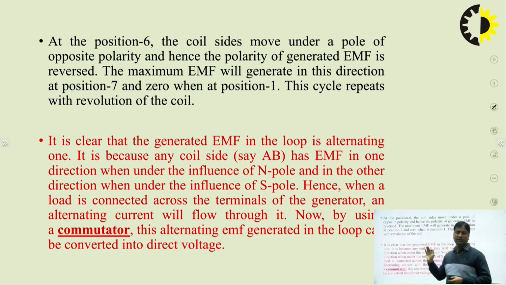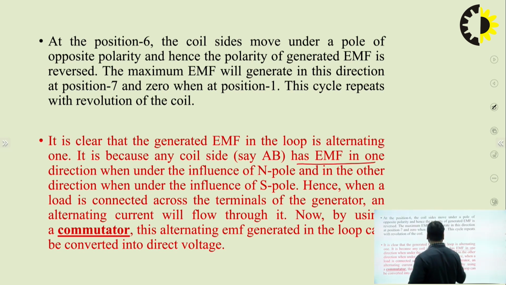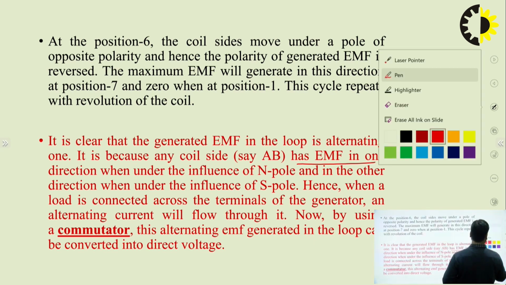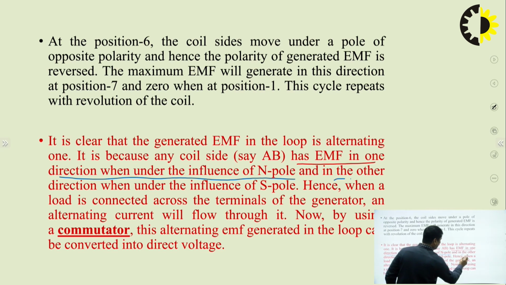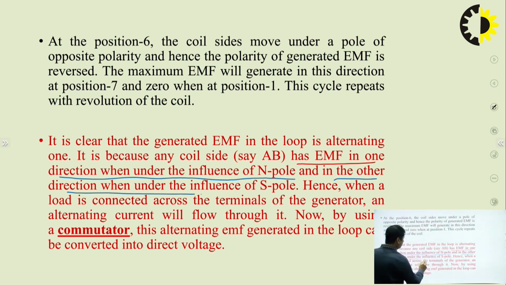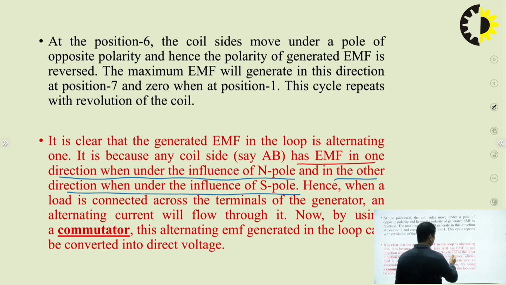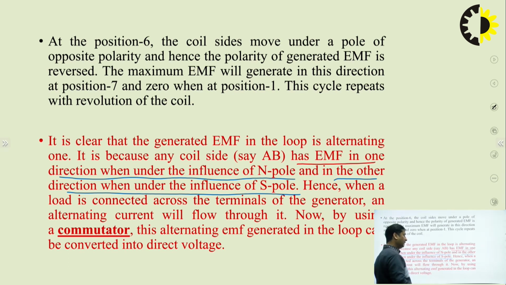So when we draw this, it is clear that it is an alternating one, and it is because any coil side has EMF in one direction when under the influence of the north pole, and in the other direction when under the influence of the south pole. So different direction of the current, two different polarities.